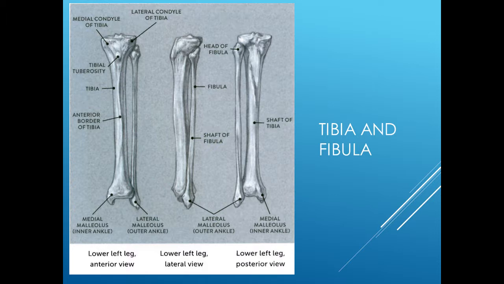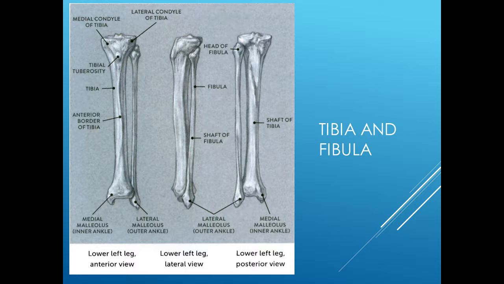Then on the tibia, you'll notice this line. It's not perfectly straight. It kind of curves a little bit. You can feel that line all the way down your leg, the anterior border of the tibia. And then you can feel that medial malleolus, and you can feel that lateral malleolus as well. Here we have the head of the fibula. Here's the fibula, that smaller bone.